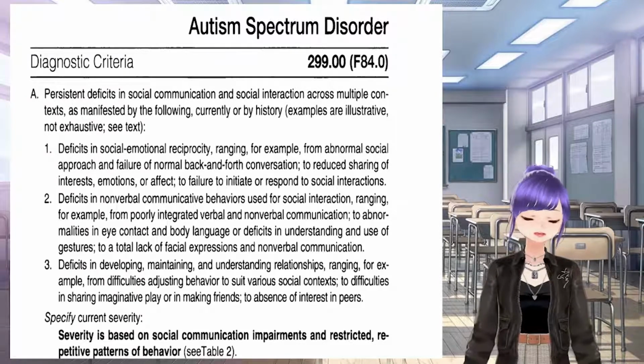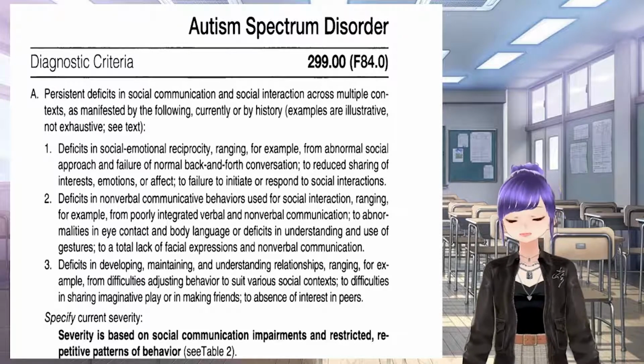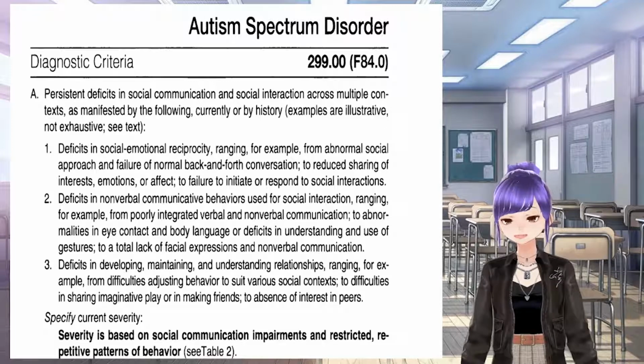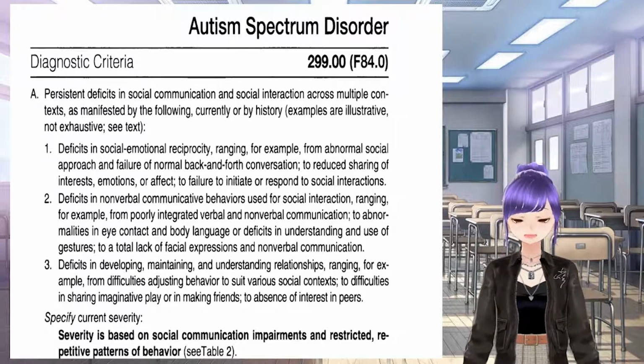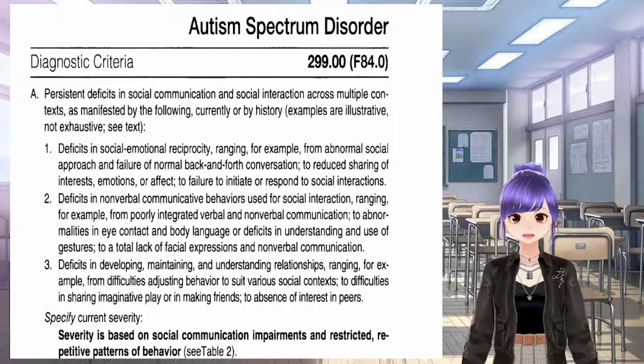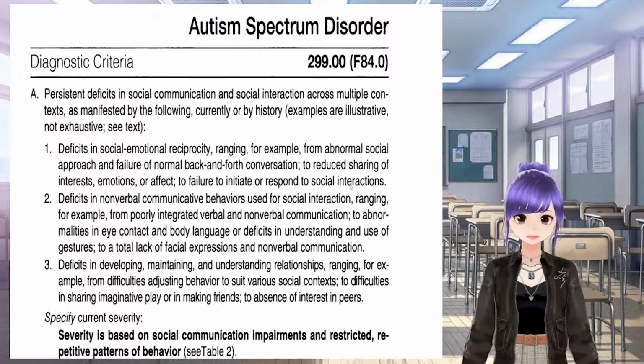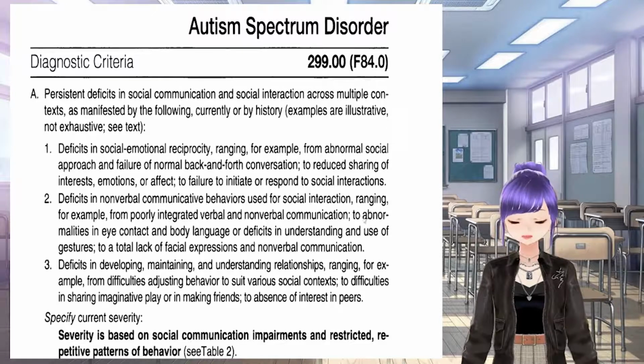And number three, deficits in developing, maintaining, and understanding relationships, ranging, for example, from difficulties in adjusting behavior to suit various social contexts, to difficulties in sharing imaginative play or making friends, or to absence of interest in peers. So, of course, severity is based on social communication impairments and restricted repetitive patterns of behavior. And there is also a specified table for that. So, just read your DSM-5 in order for you to further differentiate.